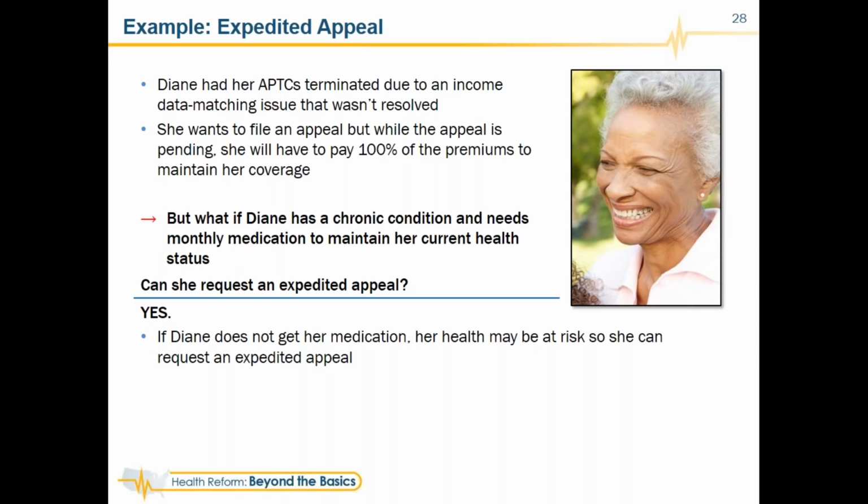In this case, if she has a chronic condition and needs monthly medication that she's unable to get because she doesn't have coverage in the interim, can she request an expedited appeal? The answer is yes, because her health may be at risk. So a financial hardship alone will not get you an expedited appeal, but something that's affecting the consumer's health or life or safety could.